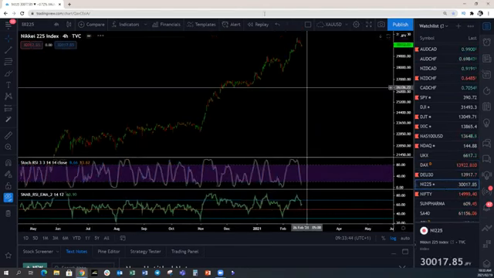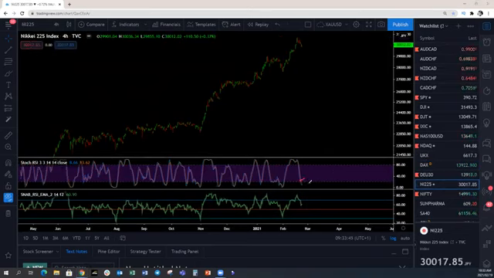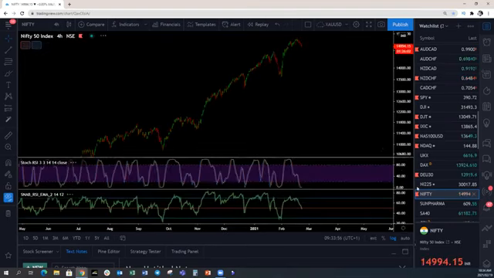Nikkei, just a pullback, resetting at the bottom. This will continue to the upside. Nifty, just a pullback. RSI is at 50. We're at the bottom. We're expecting continuation to the upside.